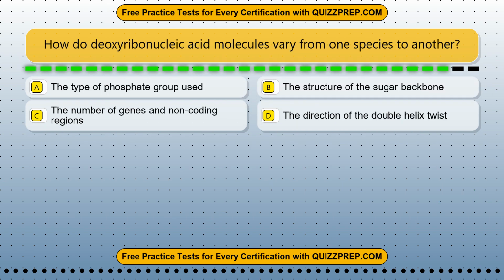Question 4. How do deoxyribonucleic acid molecules vary from one species to another? Option A. The type of phosphate group used. Option B. The structure of the sugar backbone. Option C. The number of genes and non-coding regions. Option D. The direction of the double helix twist.